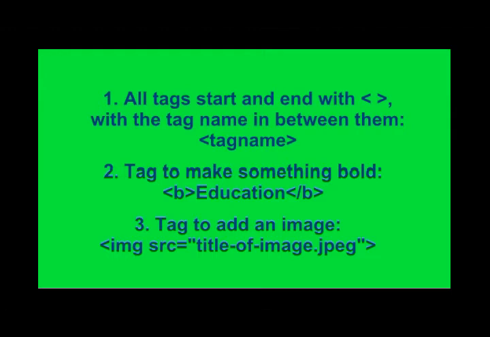You can also make things bold by putting the letter B in between the brackets, with a backslash for the last one to end the bold. And you can also replace the B with I for italics instead. You can also add images to your web pages using the following tag modifier.